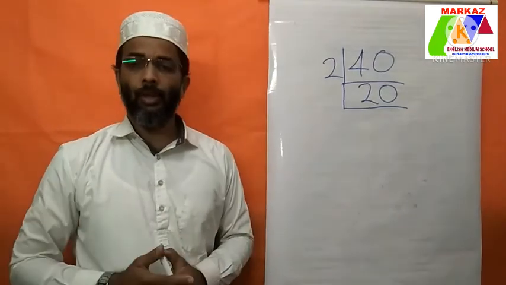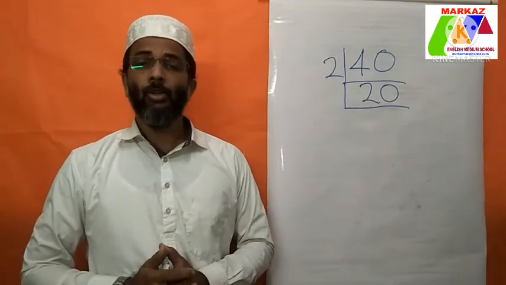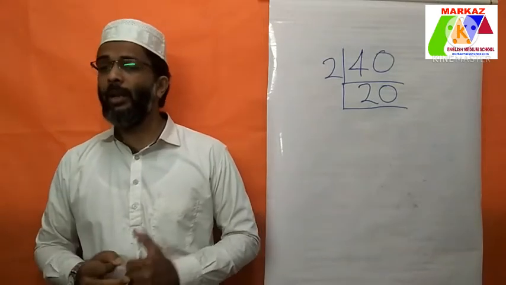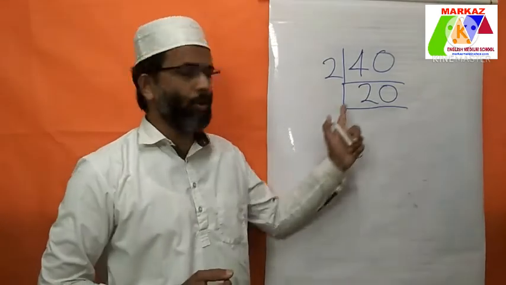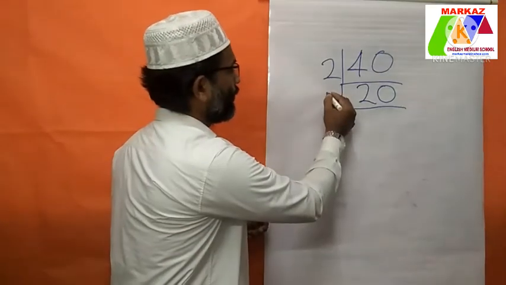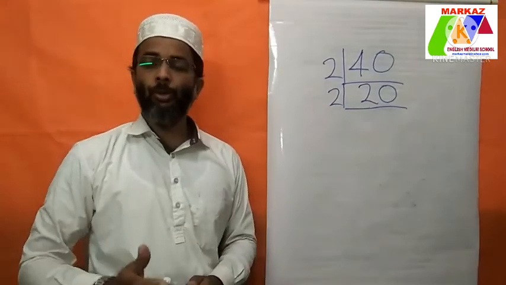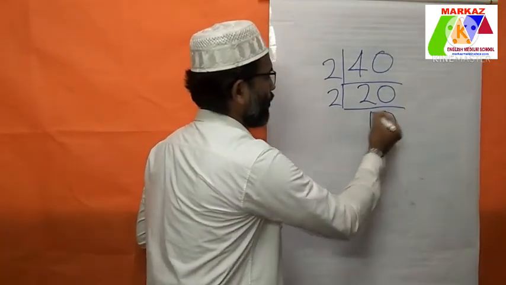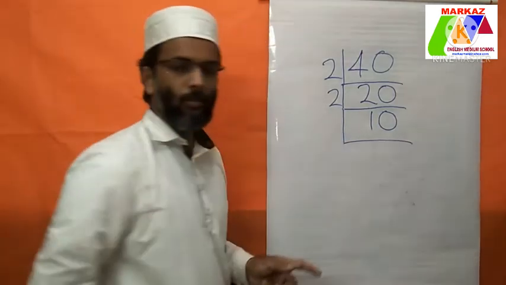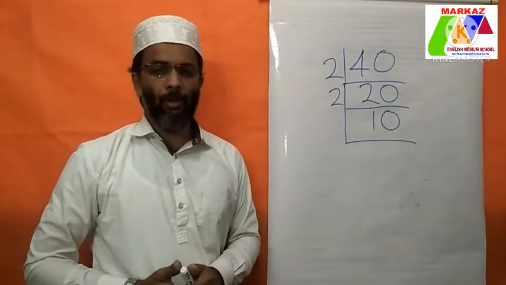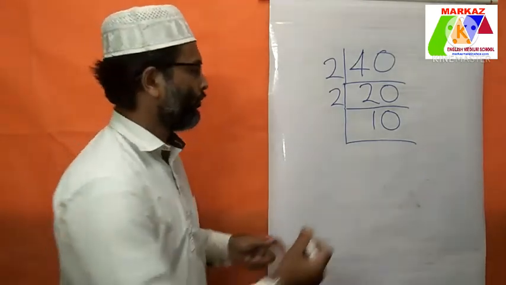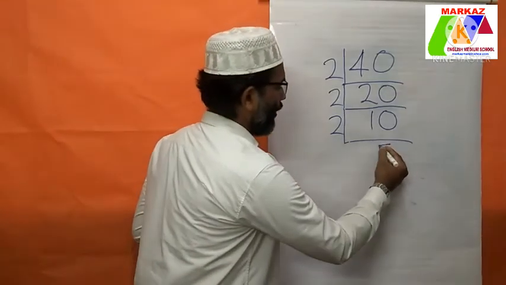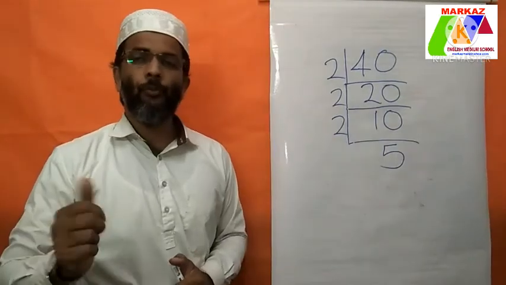Quotient is 20. 20 is an even number, so we can do the division by 2. 2 is the smallest even prime number. How many 2's in 20? Quotient is 10. Again, even number. We can do division by 2. How many 2's in 10? Yes, 5. Quotient is 5.